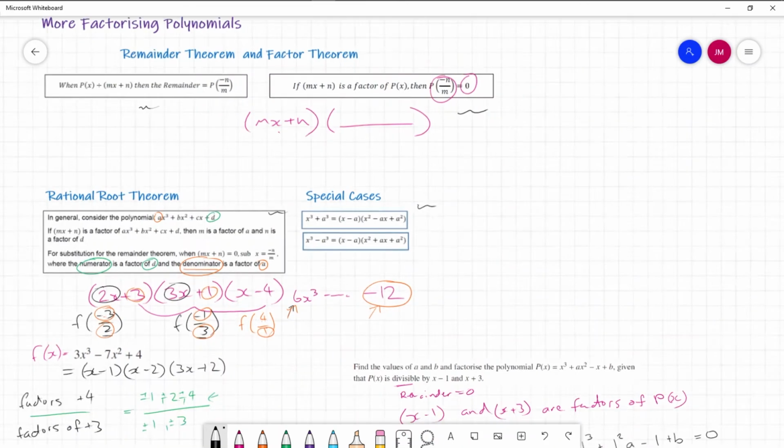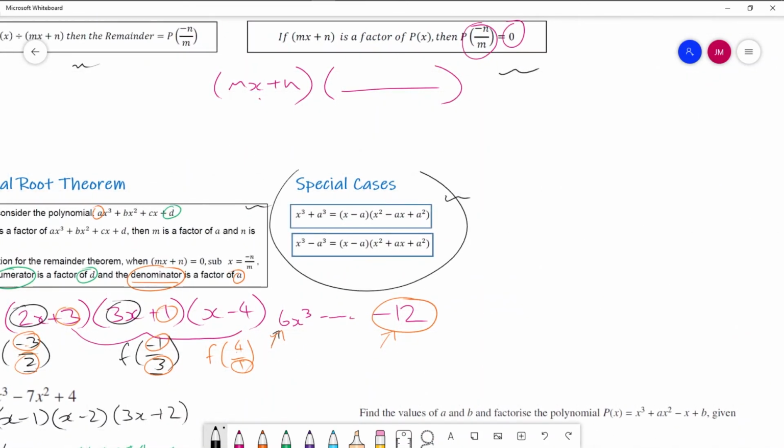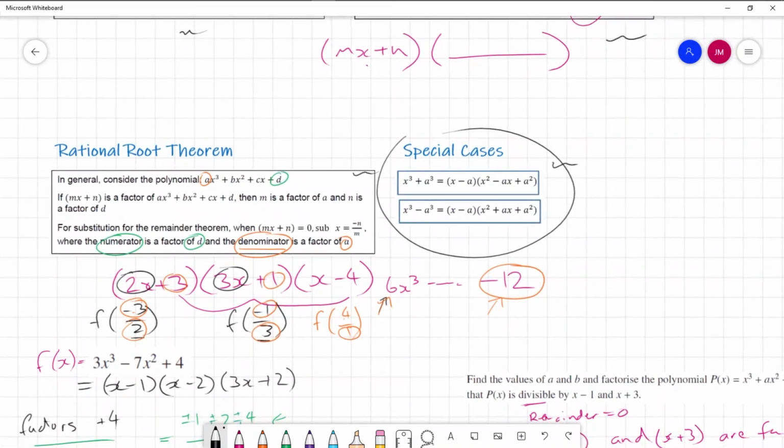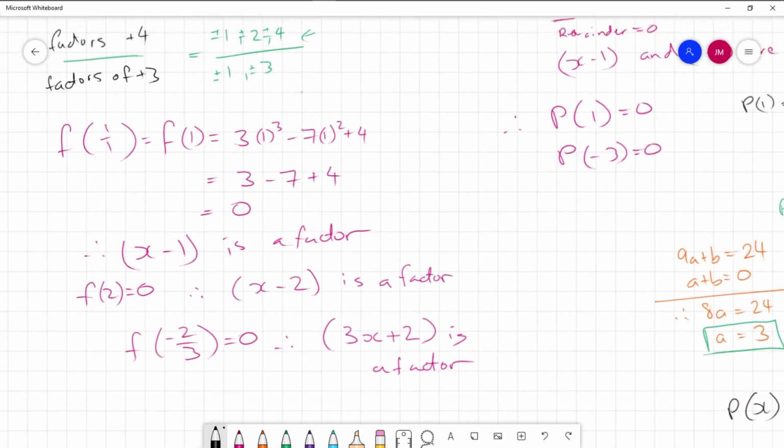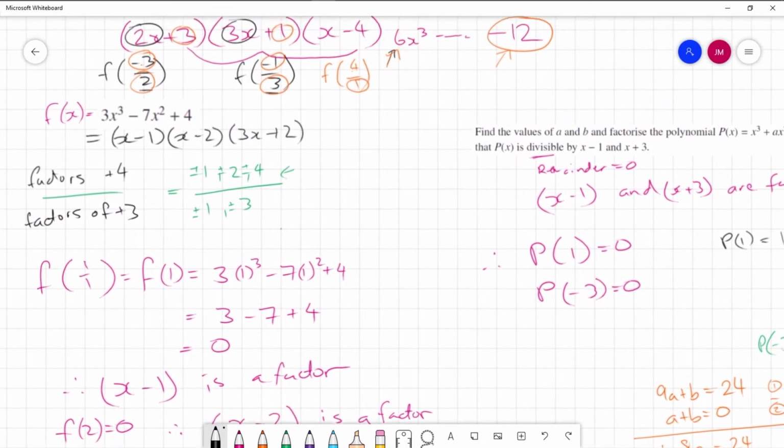This one I might do a video of for our next lesson. Just some special case. If you've got the sum or the difference of two perfect cubes, then you can use that as a shortcut rather than have to go through the whole process. But the main thing to take out of this video is with the root theorem, when you're trying to find the factors, you're doing a big guess and check, like we were for this first example.